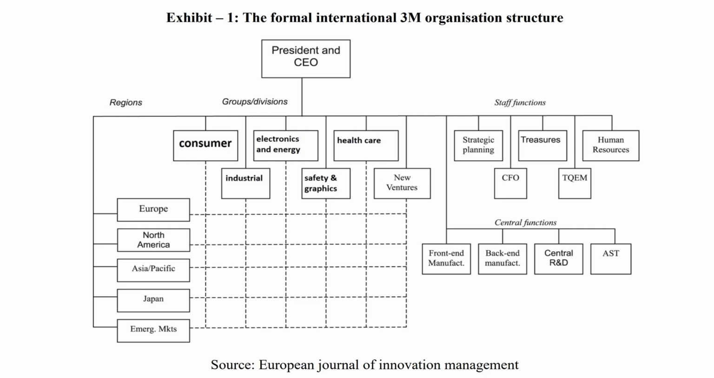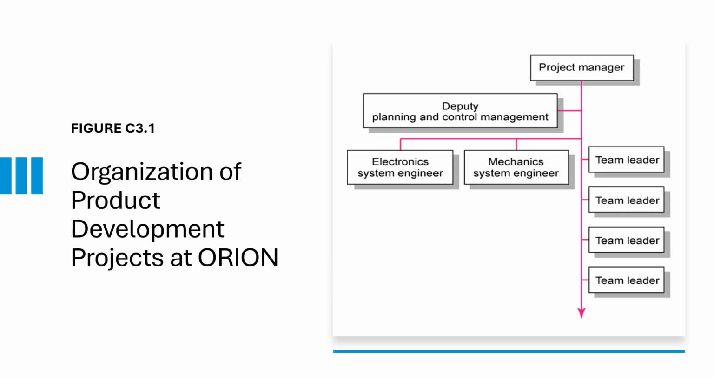This fertile culture has contributed to 3M's branching out into more than 60,000 products and 35 separate business units. This is another chart that represents the organizational structure of product development projects at Orion. Here is a breakdown of the structure.